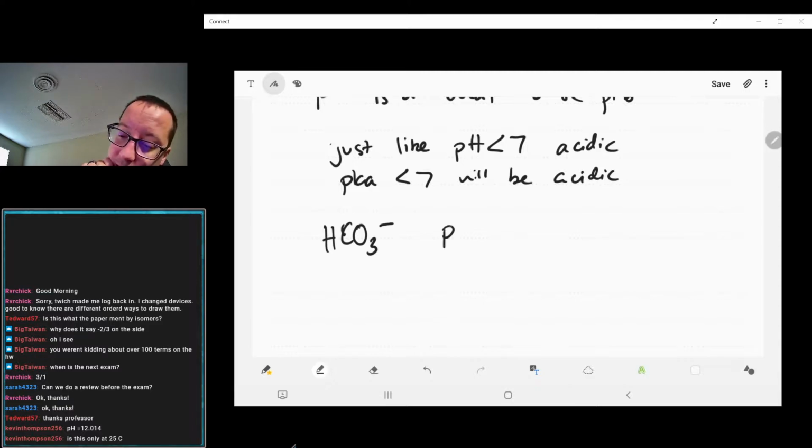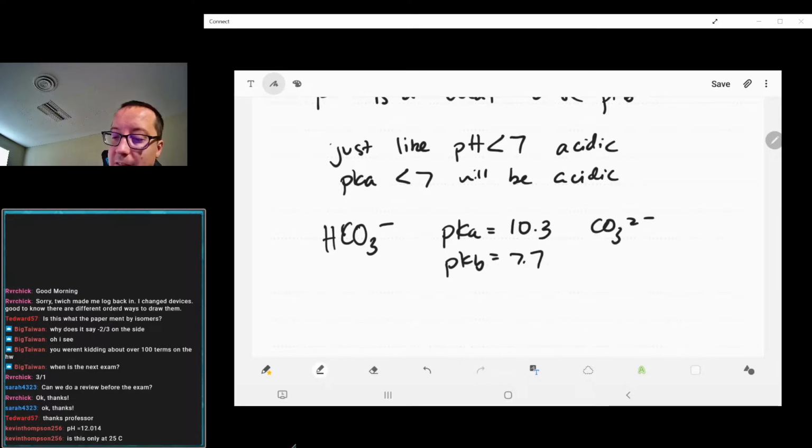The pKa of this is going to be, where is it? 10.3. The pKb of this is 7.7. Notice that these don't add up to 14 because it's obviously not its own conjugate base or acid. Hopefully that part is obvious. This pKa is between bicarbonate and carbonate, and this pKb is between carbonate and carbonic acid. Those are the conjugate pairs we're looking at here.